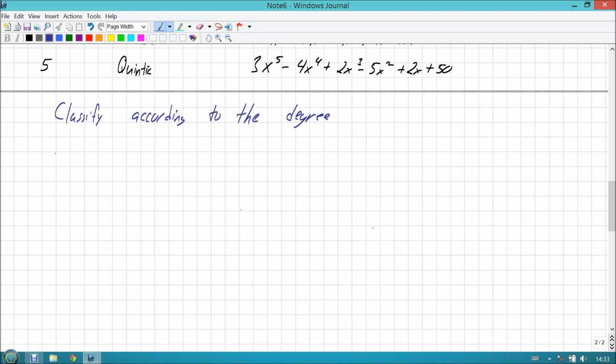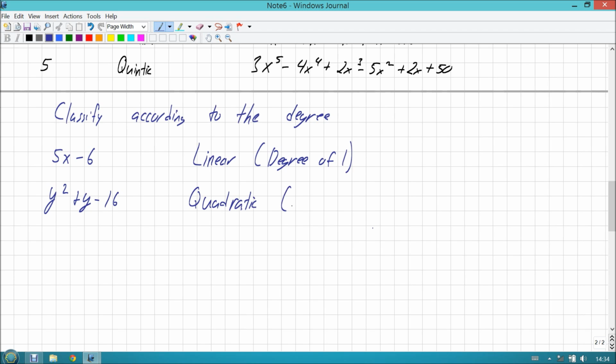And the first one is going to be 5x minus 6. This classification would be linear because it has a degree of 1. How about y squared plus y minus 16? This one would be quadratic because it has a degree of 2.